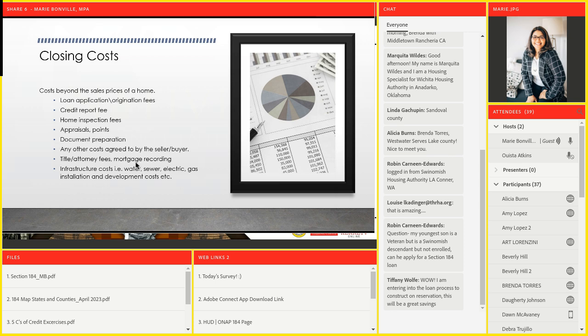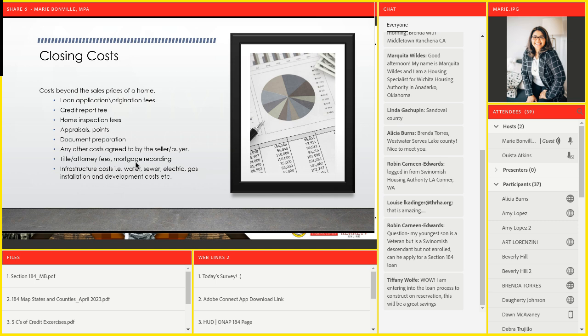Document preparation. This could be something that the title company is charging, or depending on the location where you live, it might be an attorney. Mortgage recording, if you're fee simple, for sure, the county is going to need to record it. And so you'll have that. And then sometimes there's infrastructure costs, right? You've got water, sewer, electric, gas, those sort of costs may be included in that.